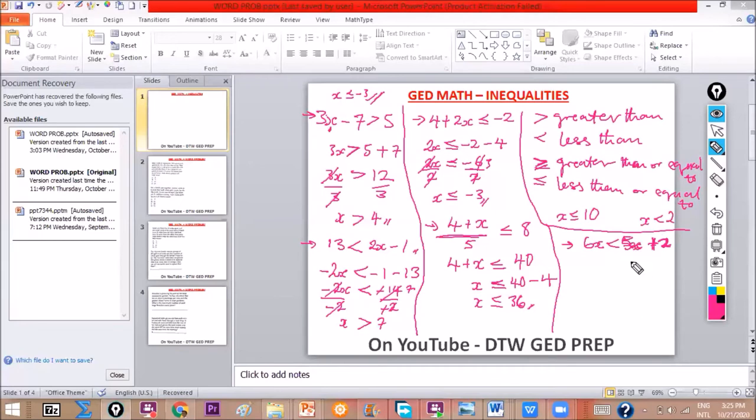Okay, so let's do it together. So we have 6x less than 5x plus 2. So we have to take this 5x to this side. So we have 6x minus 5x, this is 1x. So 6x minus 5x is x, and then 2. So you're right.